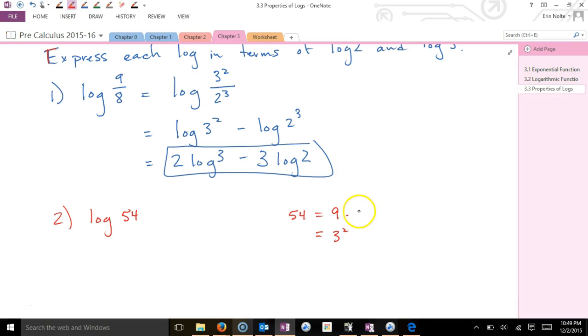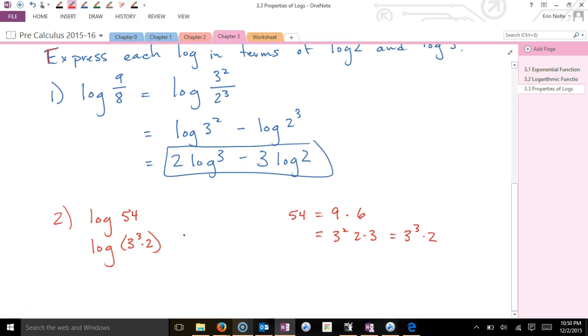6. Okay, and then how can you get 6? No, that's 4. 2 times 3 is 6. So, since I have 3 squared times 3, that's really 3 cubed times 2, right? So 3 cubed times 2 makes 54. Everybody follow that?